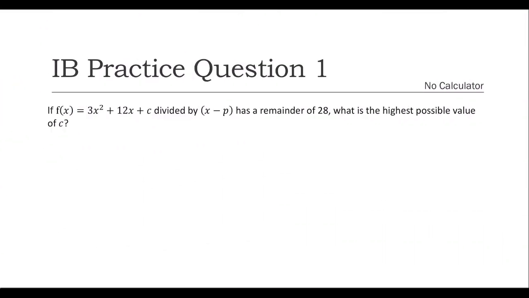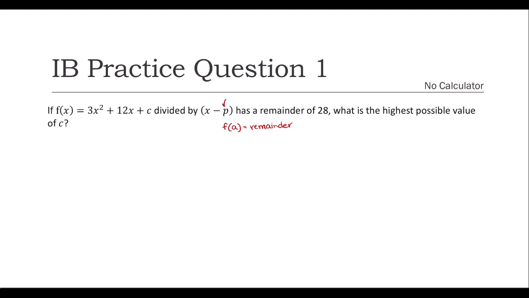Here's our first IB practice question. It says, if f of x equals 3x squared plus 12x plus c divided by x minus p has a remainder of 28, what is the highest possible value of c? To solve this problem, we need to know our remainder theorem, which says that f of a equals your remainder.